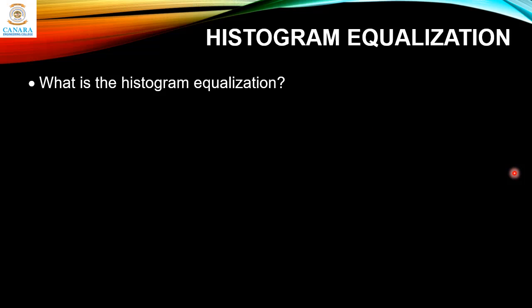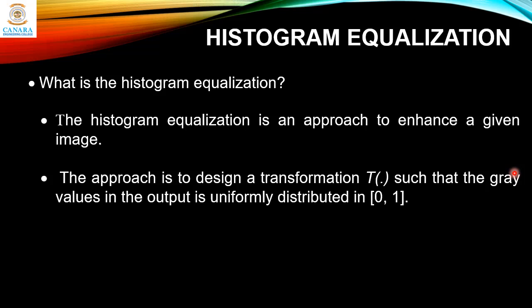So let us understand histogram equalization. What is it basically? Histogram equalization is an approach to enhance a given image. The approach here is to design a transform T such that gray values in the output are uniformly distributed in the range 0 to 1.